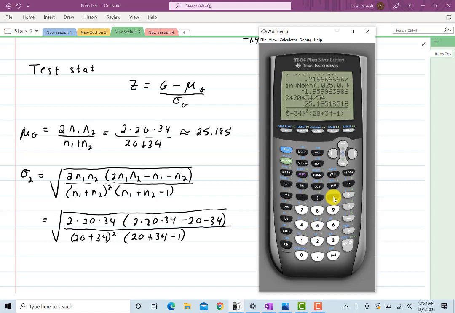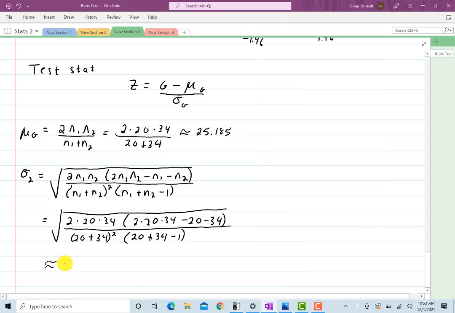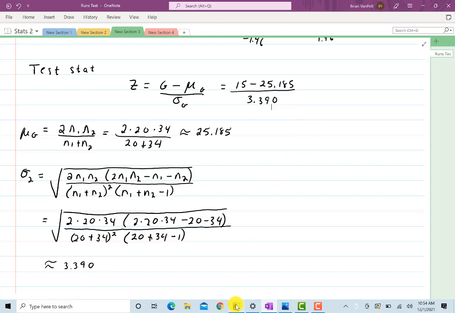And then I need to put a parenthesis around that to ensure that the whole thing is enclosed inside of the denominator. And I end up with about 3.390. So when I do this, I'm going to have 15 minus 25.185 divided by 3.390. Now let's see what our calculator comes up with for that.